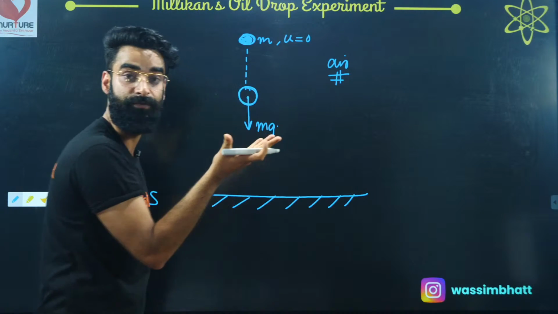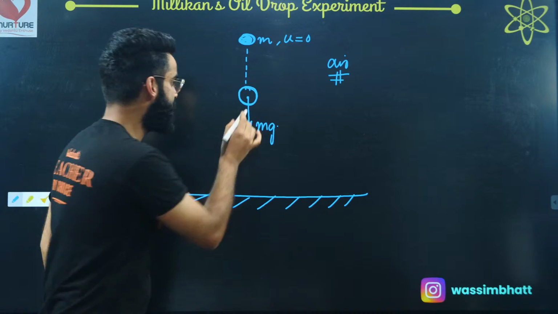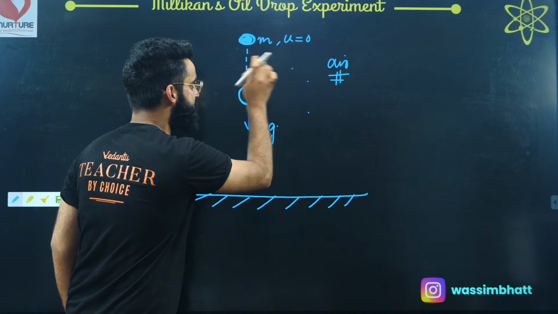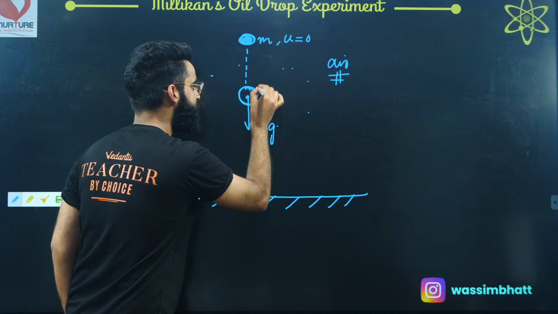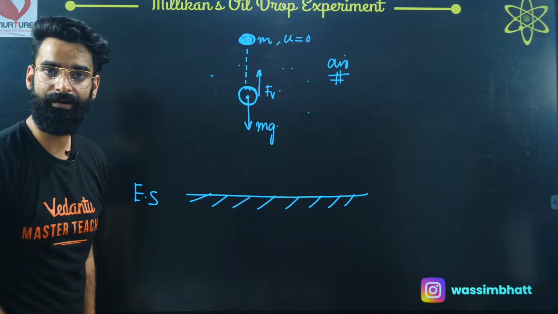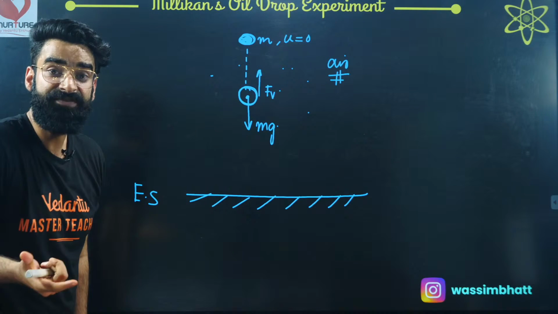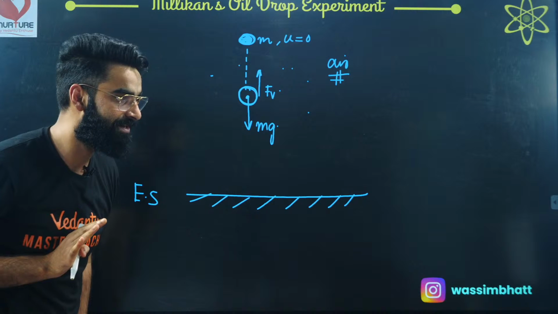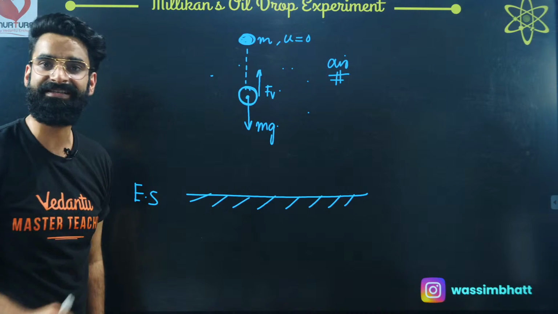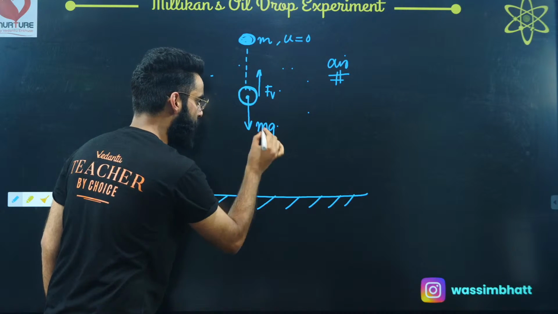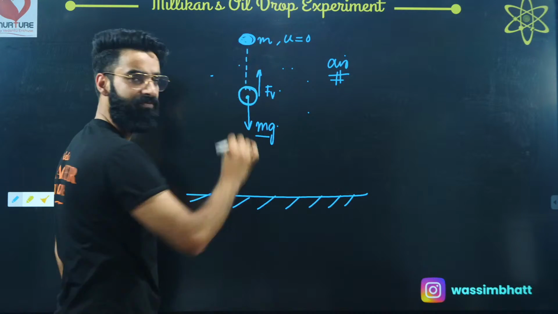What is viscous force? Viscous force is due to the air in the atmosphere, and its direction will be in this way, which I'm representing by Fv. Viscous force is basically the frictional force due to air, or you can call that air resistance as well. So this particle is right now experiencing two forces. One is mg, and one is viscous force in the upward direction.